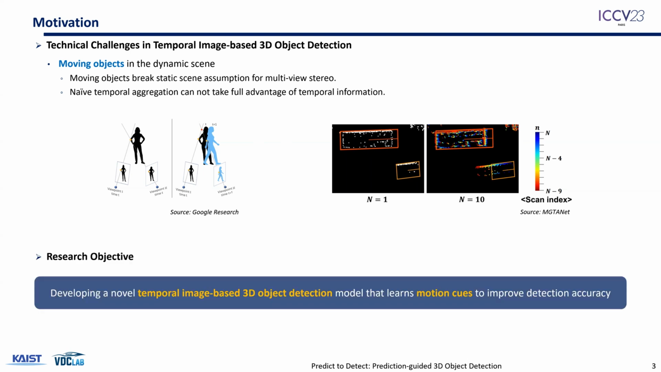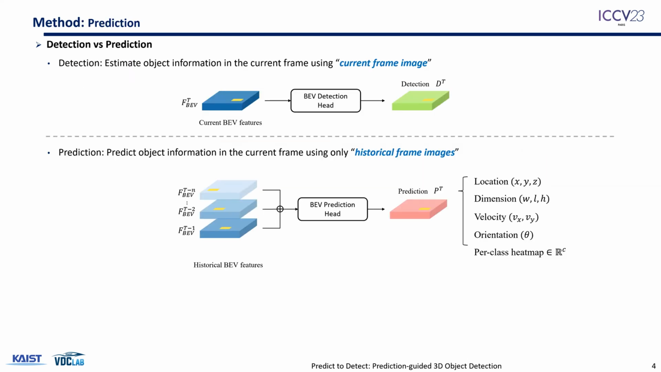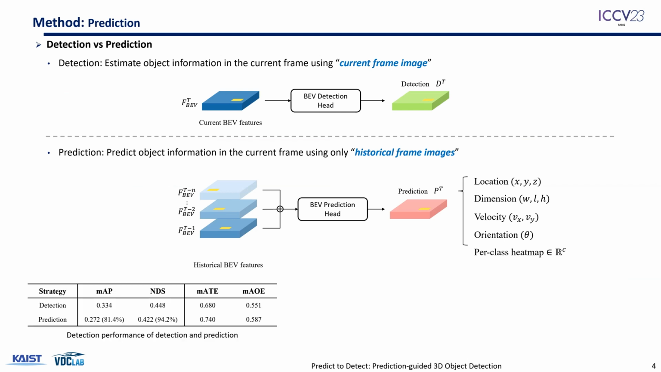To overcome this limitation, we propose a novel temporal image-based 3D object detection that learns motion cues. In this work, we introduce prediction into the detection framework. Prediction involves forecasting object information in the current frame using only historical frames, while detection leverages current frame as the input. To demonstrate the potential of prediction, we evaluated its performance on the nuScenes validation set.